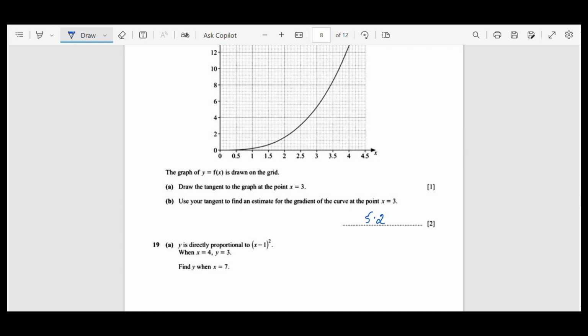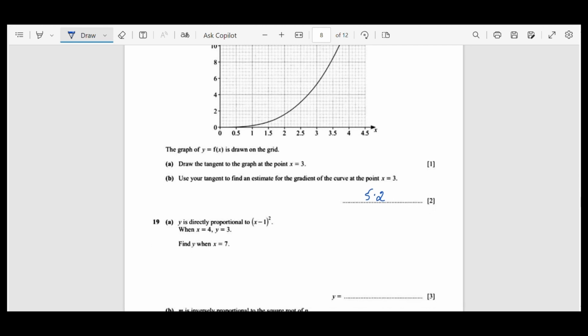Next, question number 19. y is directly proportional to (x minus 1) squared. When x is equal to 4, y is 3. Find the y when x is equal to 7. So it is directly proportional. So y is directly proportional to (x minus 1) squared. So y will be equal to k times (x minus 1) squared.